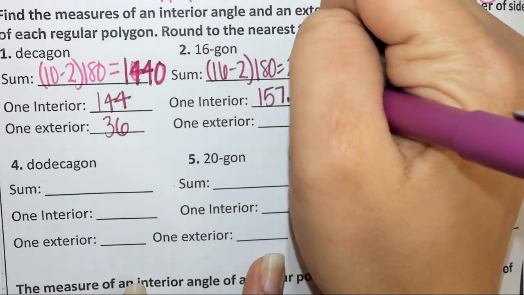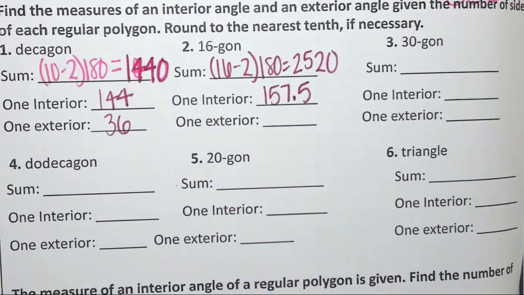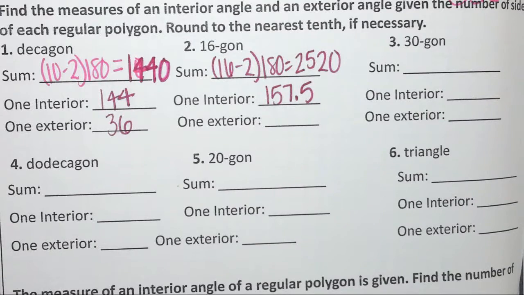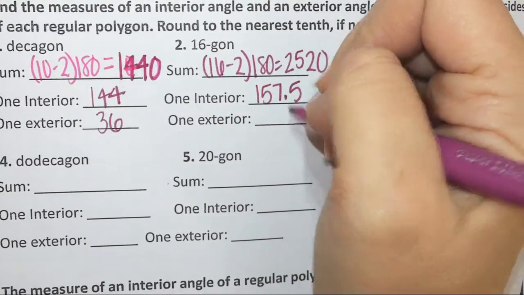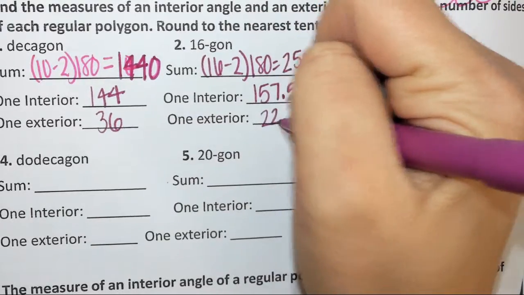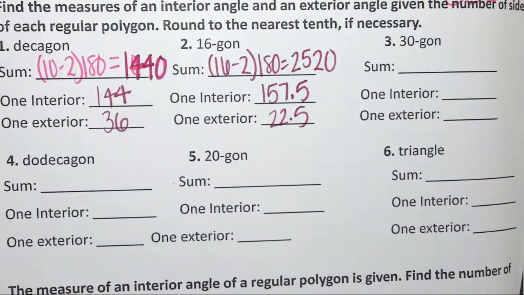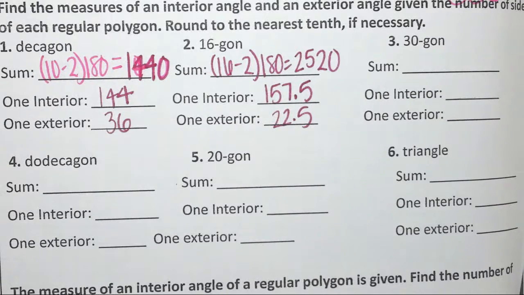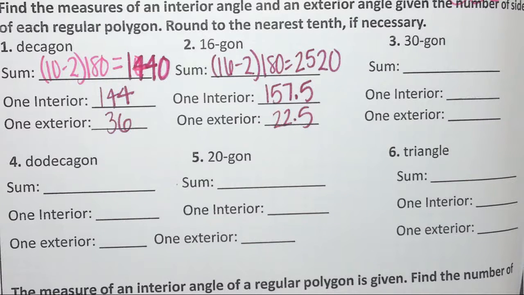Take a point. And then how would we find one exterior angle? 360 divided by 16. So do that and tell me what you get. 22.5. Take a point. Alright, do 3 through 9 without me. I'll come around and check you, help you. And then we're moving on.